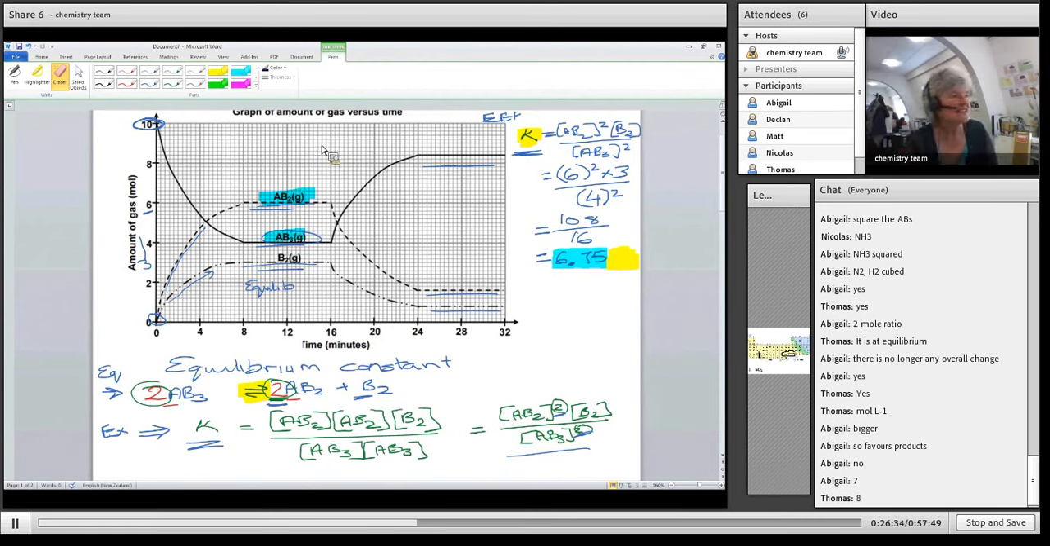So let's now work it out by doing the same calculation again. So we've got K is equal to AB2 squared, oops, wrong brackets, all over AB3 squared, and now I put in my new values. So what is the value of AB2 now?